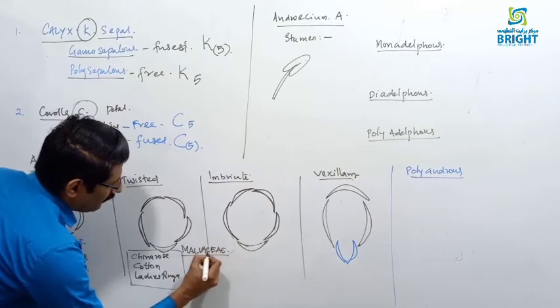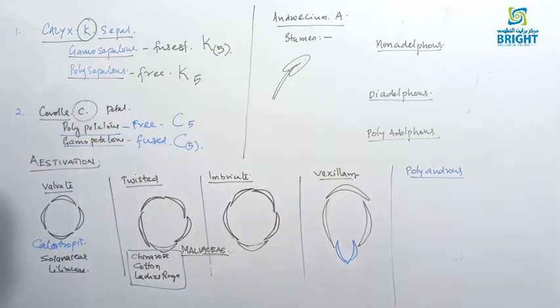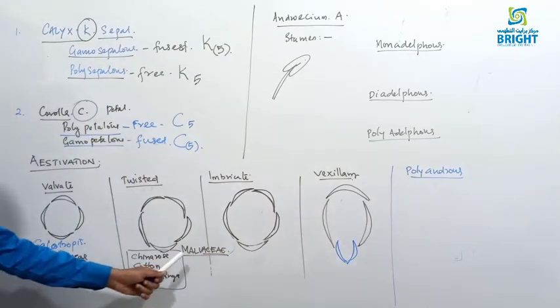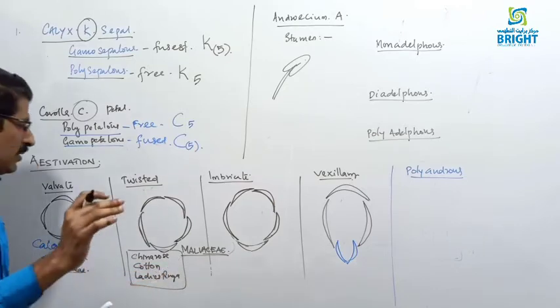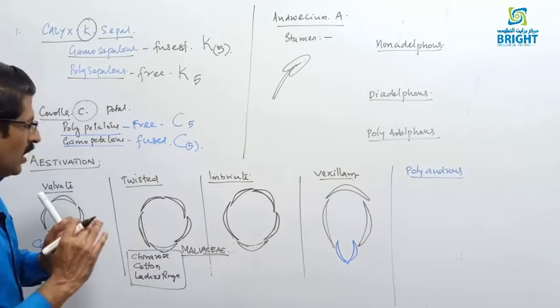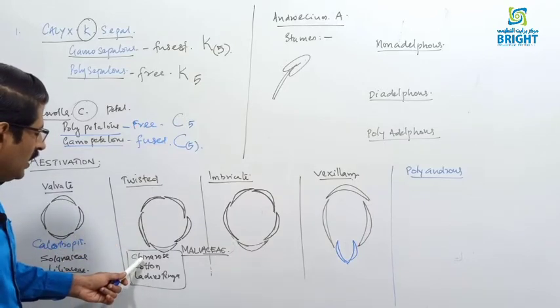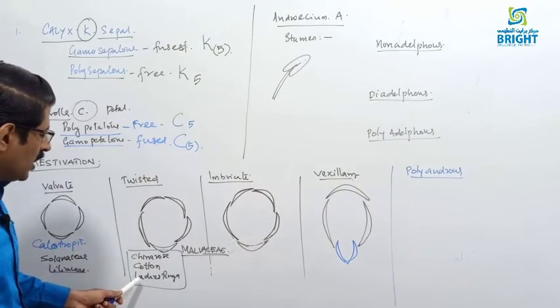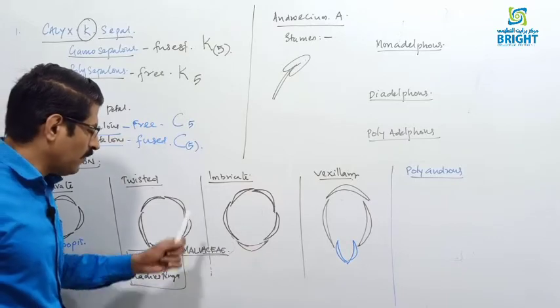We know that all the families have the suffix ACEAE. You can see here Solanaceae, Liliaceae and Malvaceae, all families with the suffix ACEAE. And in twisted estivation, the appendages overlap one another. Here the examples are China rose, cotton and lady's finger, and they belong to the family Malvaceae.